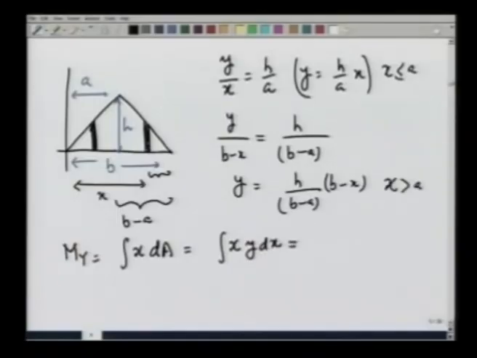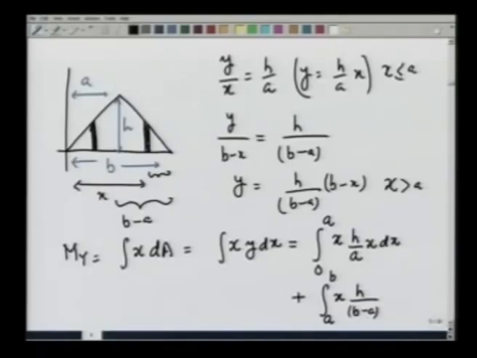So, I am going to write this as integration 0 to a x y up to a, y is h over a x dx plus a to b x h over b minus a times b minus x dx, that is m y, and you calculate this, the integrations you can perform easily. You get an answer for m y.